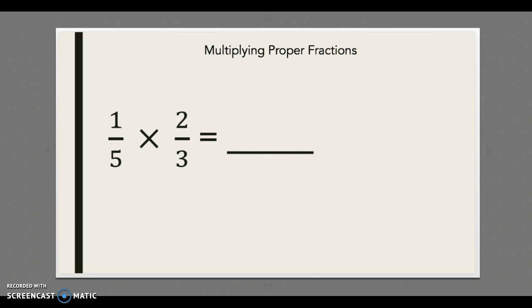They can be proper fractions, improper fractions, as well as mixed fractions. You can apply any simplifying and reducing strategies from your previous videos. When multiplying proper fractions, we're going to multiply numerators, and then we're going to multiply denominators. So 1 times 2 is 2. 5 times 3 is 15. Now in this example, I can't reduce the fraction any further, so my answer is in simplest form.